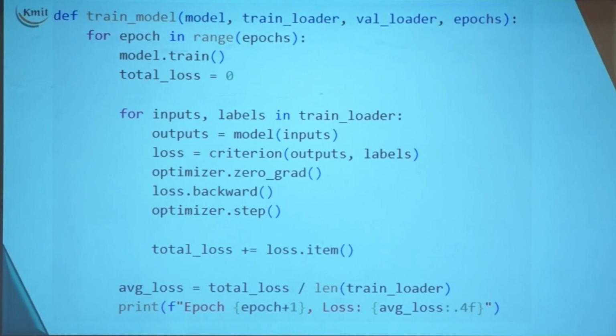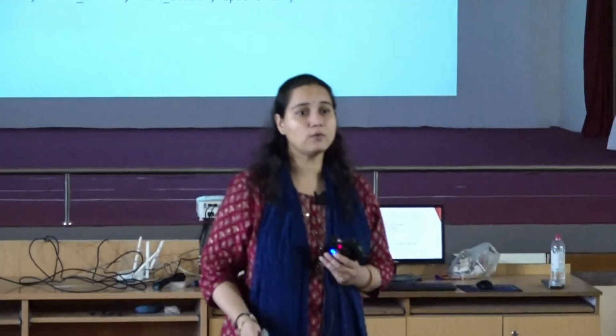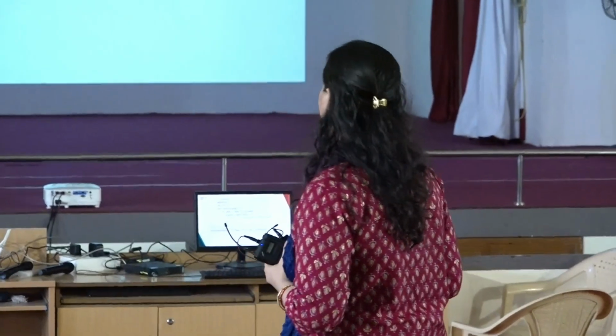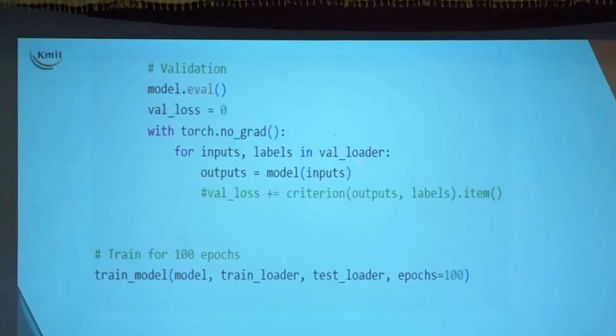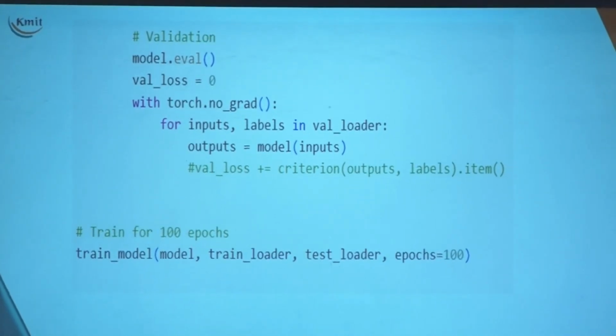Now I have created a train model method. Now also I require validation. For that I have to evaluate my model, and I will be doing the evaluation with no gradient calculation, because in the testing phase you don't require the back propagation part, you don't require gradient calculations. That is the reason I am going to use torch.no_grad, and I am going to pass all my inputs to the model and check what output I am getting.